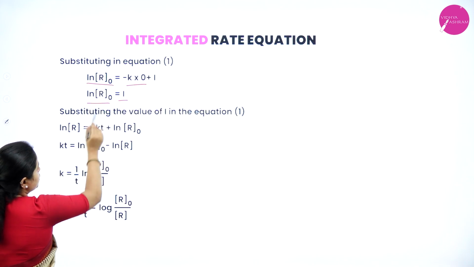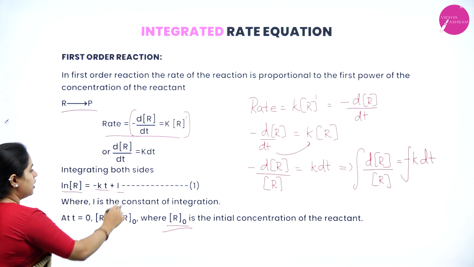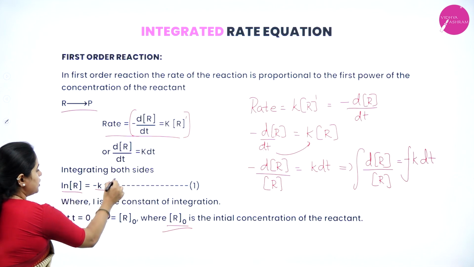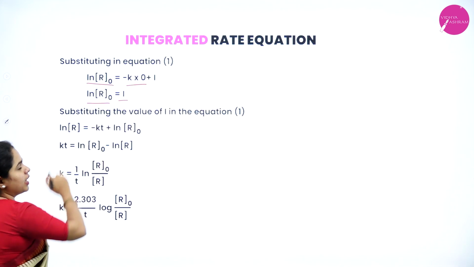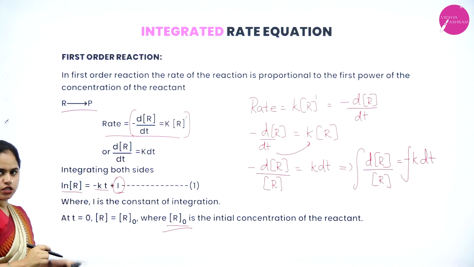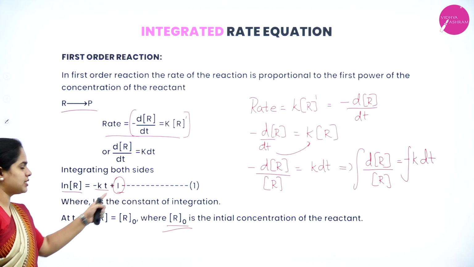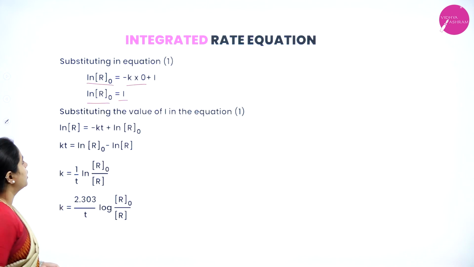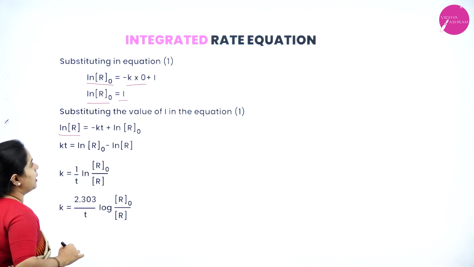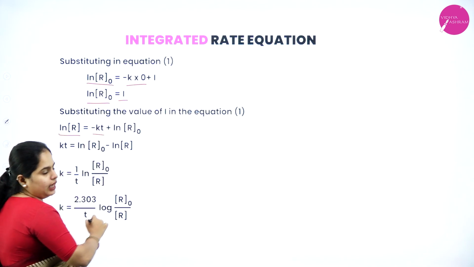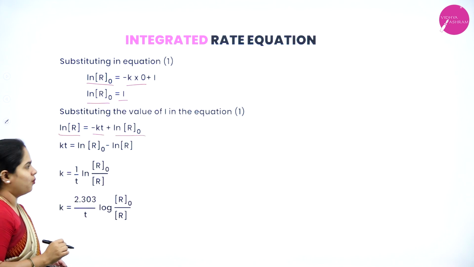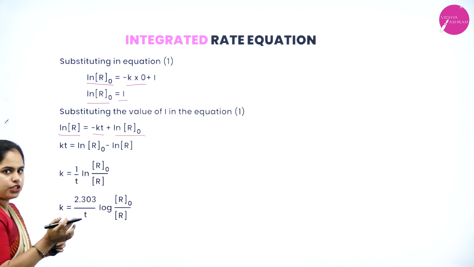Now we are going to substitute this I value in this first equation. This I value we obtained as ln R0. So now we are going to substitute here. How does the equation become? ln R will be equal to minus KT plus ln R0. So substituting, we get ln R is equal to minus KT plus ln R0. Now we are just rearranging the equation.